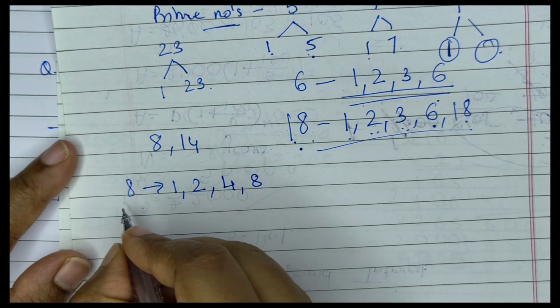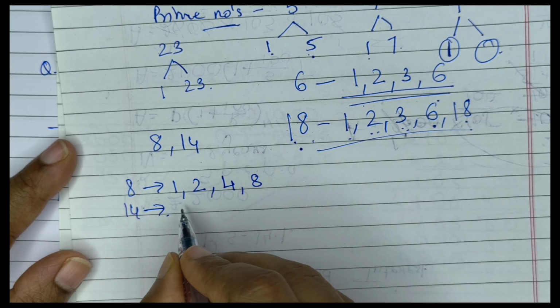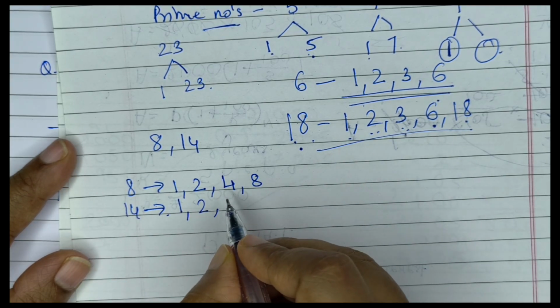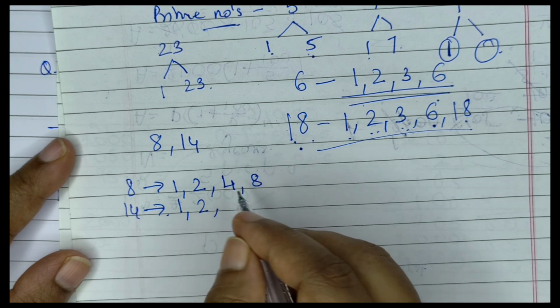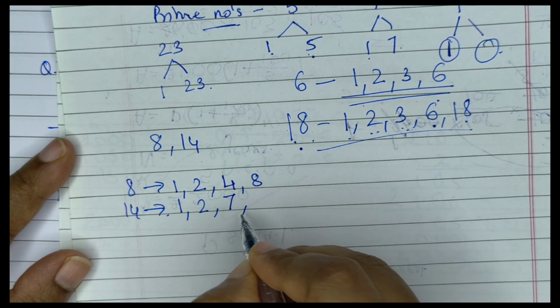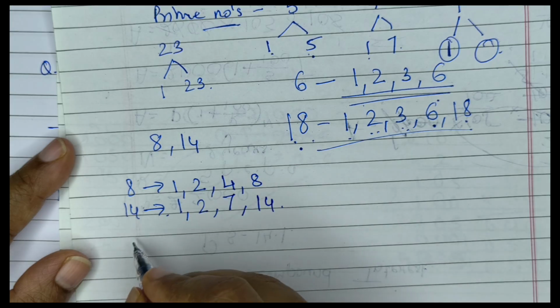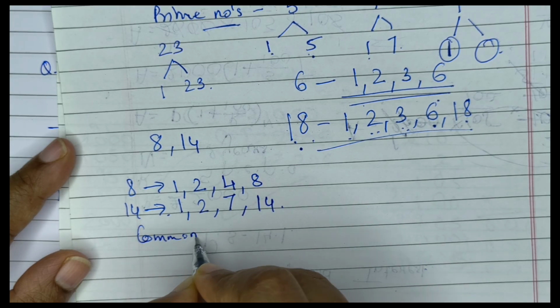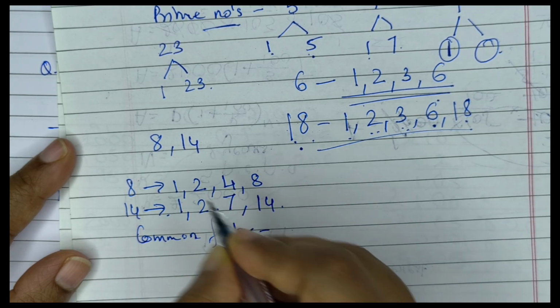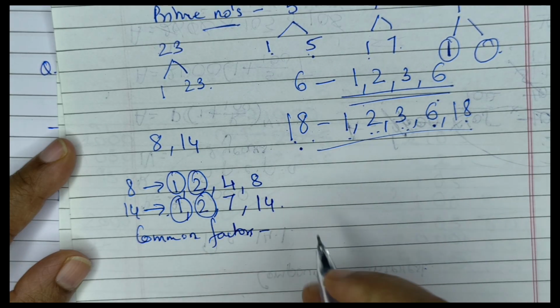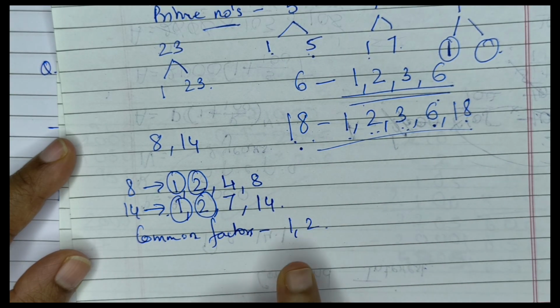Next number is 14. Okay, so let's write the divisors of 14. 1, 2 is a factor. 3, 4, 5 is not. Then 6, 7. 6 is not, but 7 2s are 14 we get. And the number itself, 14. After doing that, see what the common factors are here. Okay, what are the common factors? 1 and 2. Okay, we have two common factors here. 1 and 2 are the common factors, right?